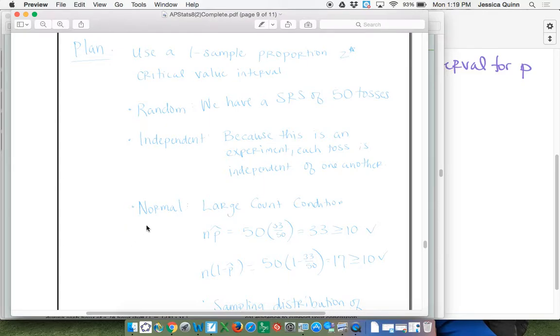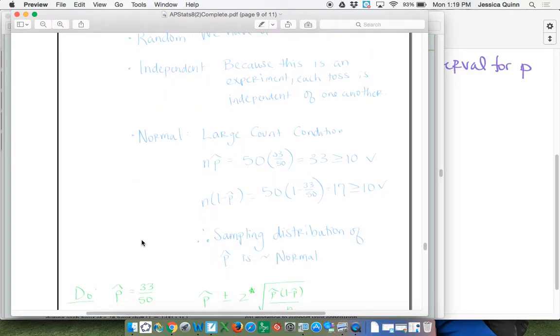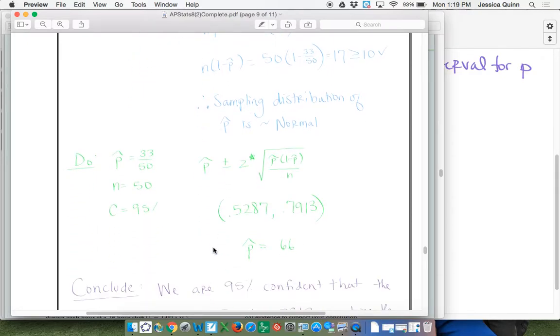And then for normality, we're going to check our large counts condition. So 33 times her finger landed on water, I think. So that means 17 times it landed on land. Because we checked our large counts condition, our sampling distribution of p hat is approximately normal. Okay, so then for do.